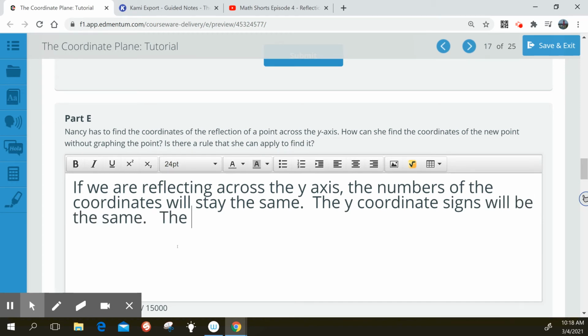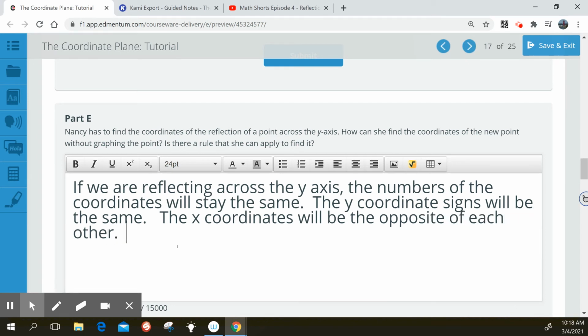The x coordinates, tell me about those. Jackson, go ahead. The opposite of each other, right? So the numbers will be exactly the same, just like Jordan said. But when we're going across the y, the y sign stays the same. The x are opposite of each other. They flip the sign, right?